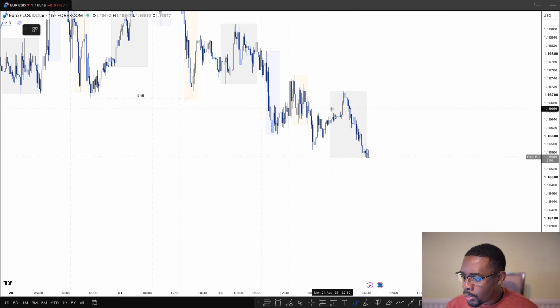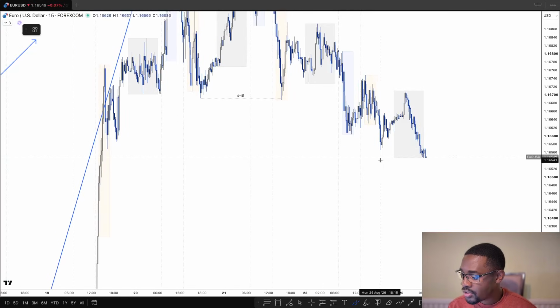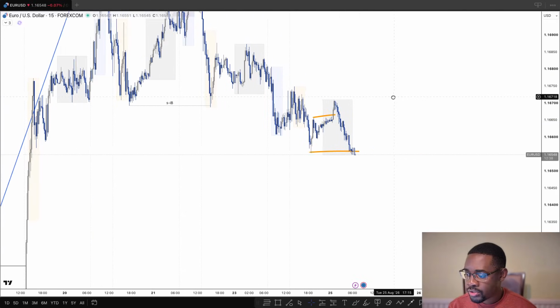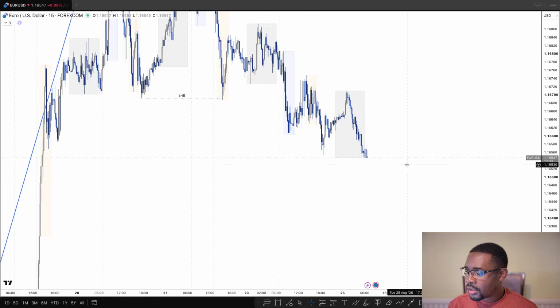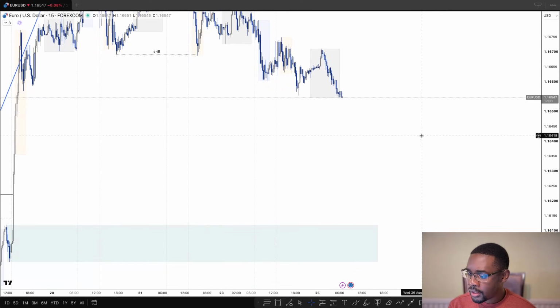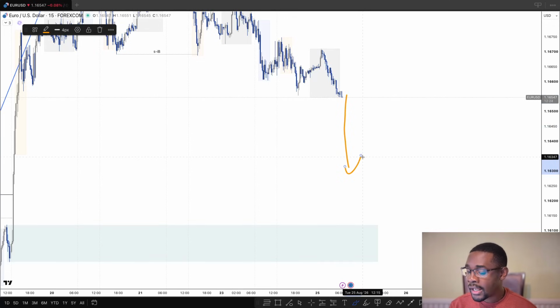But what I'll be looking for really, because right now there's not even structure to work with. Okay, we did sweep this low, we've taken these highs, so right now there's no structure to work with. Okay, the only thing that I can anticipate is that price will drop, or is more likely going to drop.